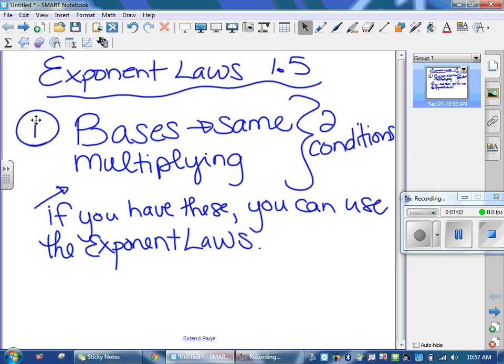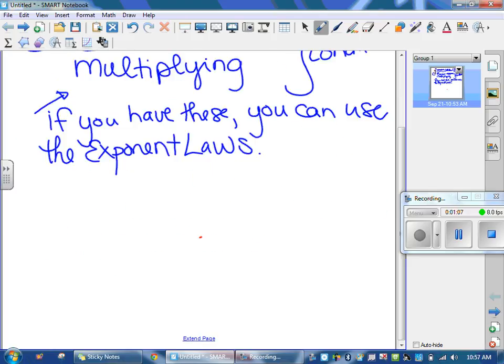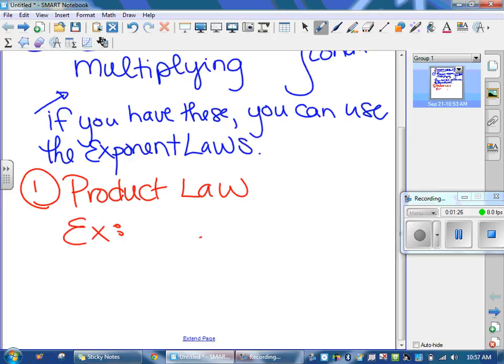Okay, so the first one, product. The product law. Product law means you must be multiplying, bases are the same. That's what this one's called. So, example. That's what number one's all talking about. This is the example for number one.